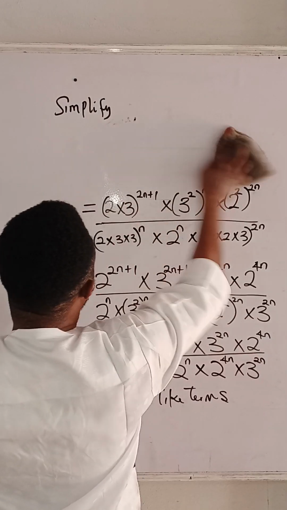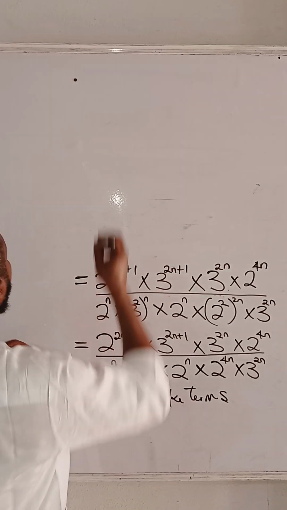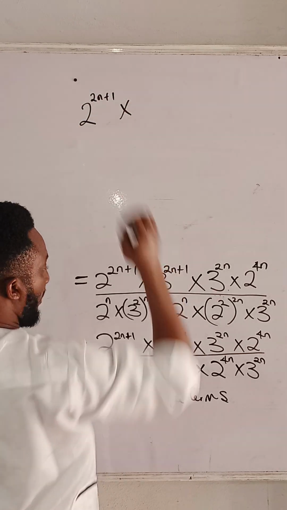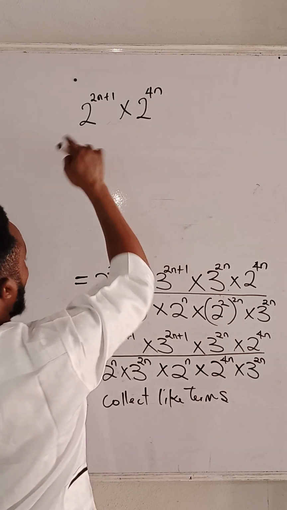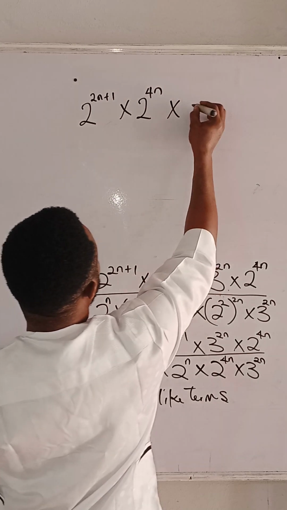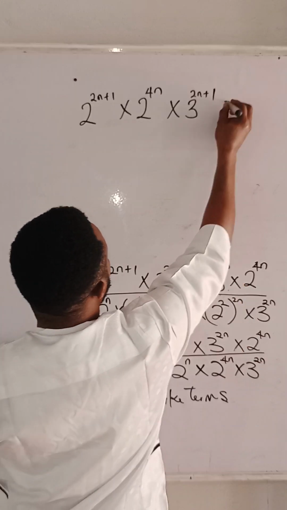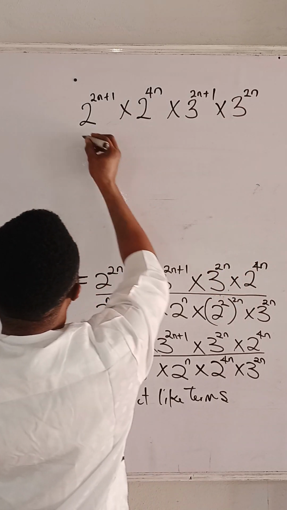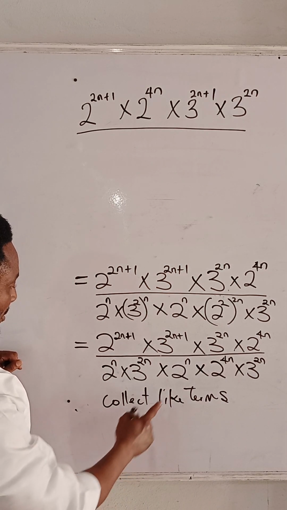So we will now come to the very next step. So I will write 2 to the power of 2n plus 1 and bring 2 to the power of 4n close to it. So you can see this. These are like terms. I will bring 3 to the power of 2n plus 1 multiplied by 3 to the power of 2n, or divided by, if I come to the denominator, the same thing.